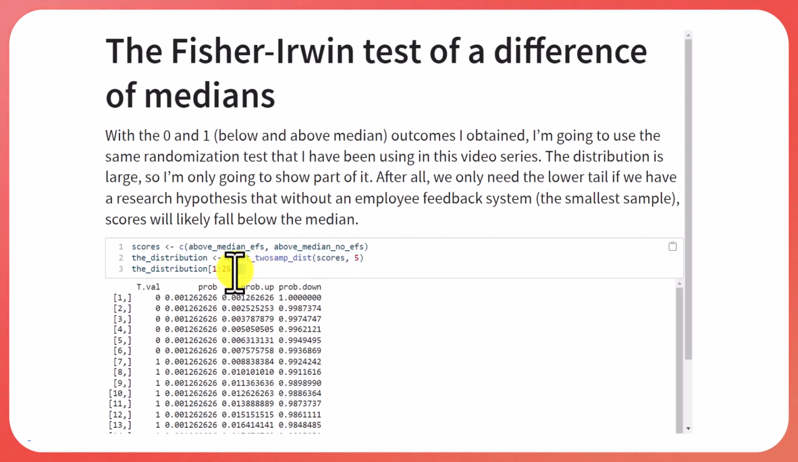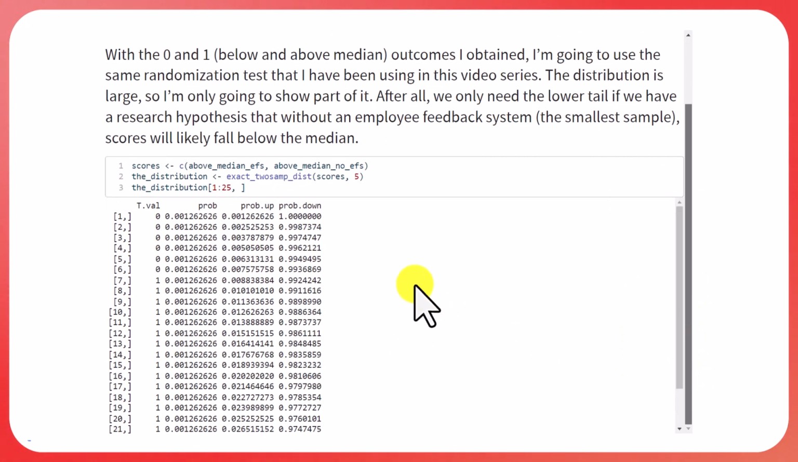I'm only going to look at the first 25 values in the distribution rather than showing the whole thing in order to keep this more manageable. You'll notice that there are many different combinations that can lead to a score of 0. So if I wanted to look at the probability of all of these together, I would have to look at the cumulative probability here up to the last 0 in the list, and that cumulative probability is 0.00757.